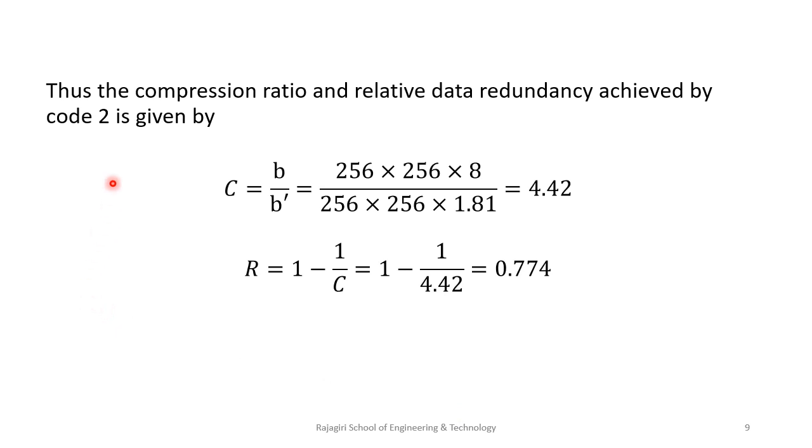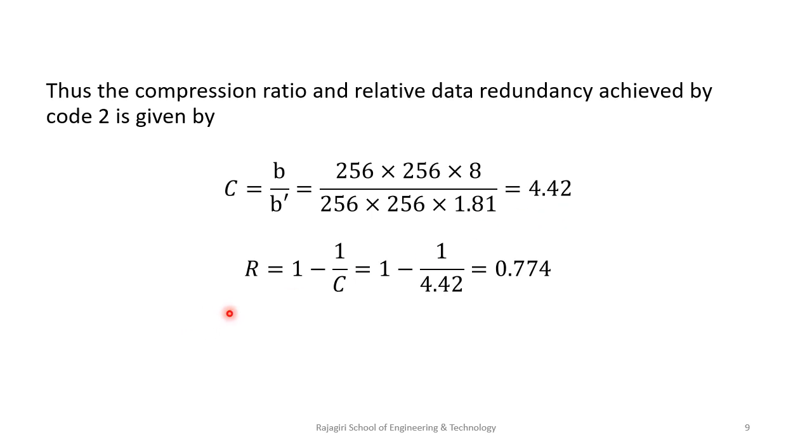On comparing the two coding schemes, we find that the compression ratio achieved by code 2 is much better. So the compression ratio is given by C is equal to B by B dash, where B represents the number of bits used to represent the image using code 1 and B dash represents the number of bits used to represent the image using code 2. So we get a compression ratio of 4.42.